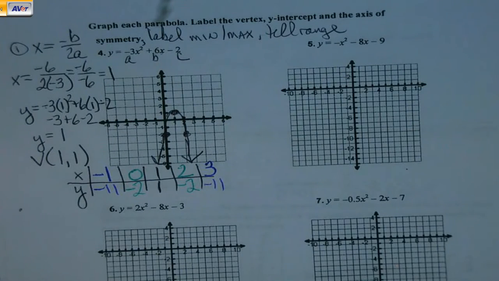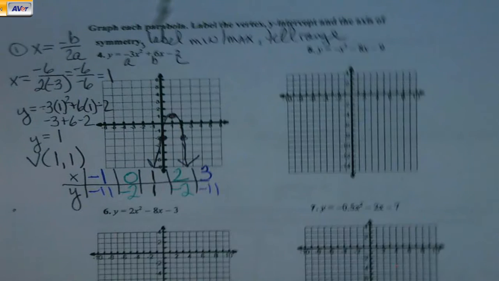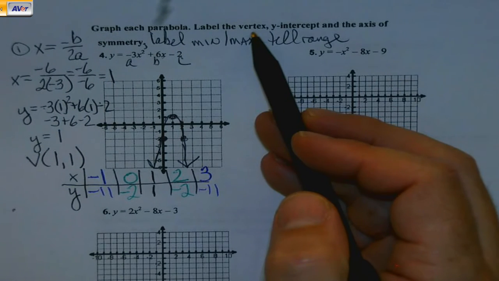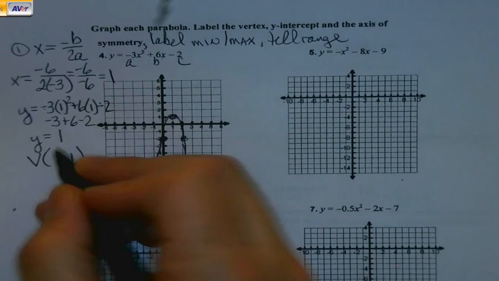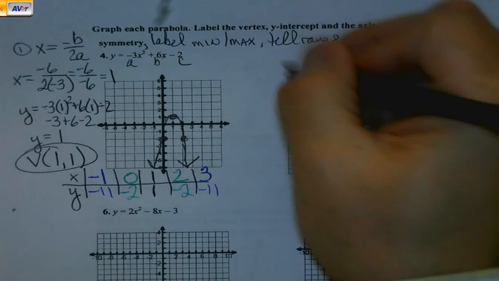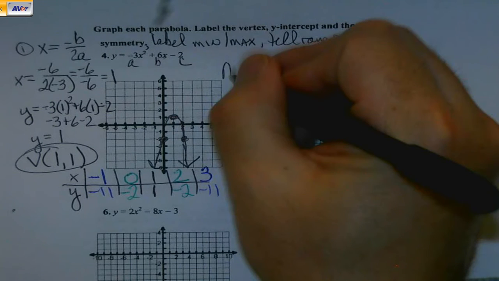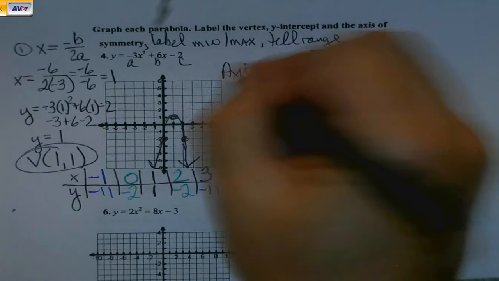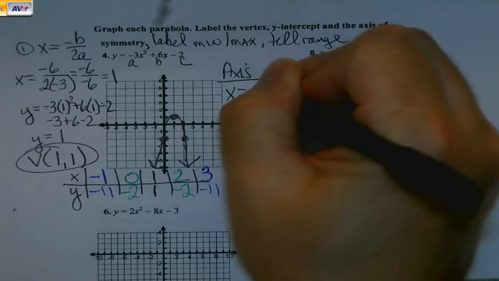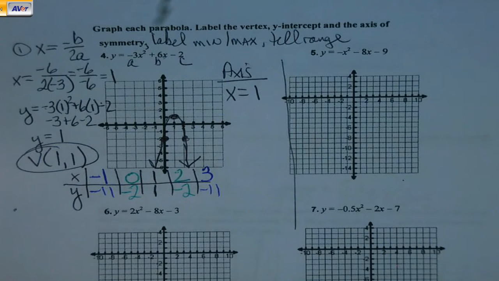I can get that graphed in. So you're like, okay, what have we got done here? We got the vertex. Okay, there's my vertex. My axis of symmetry is always going to be x equals whatever the x value of my vertex is. There's that connection.